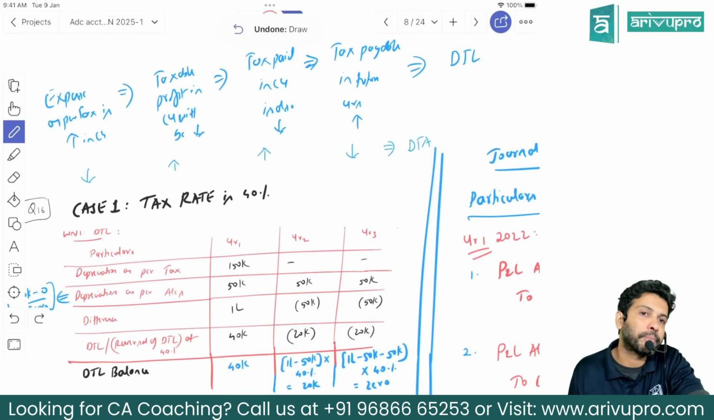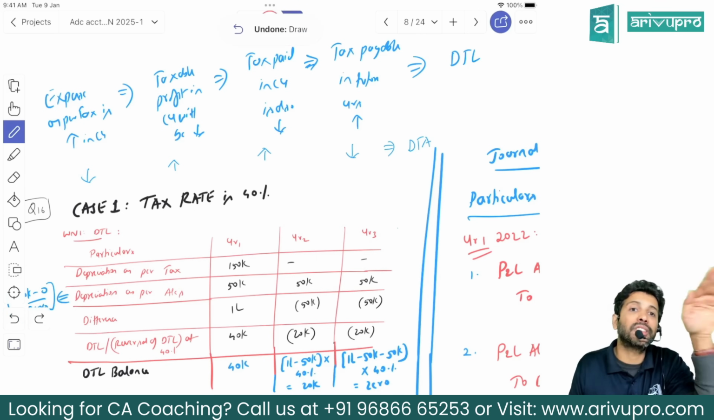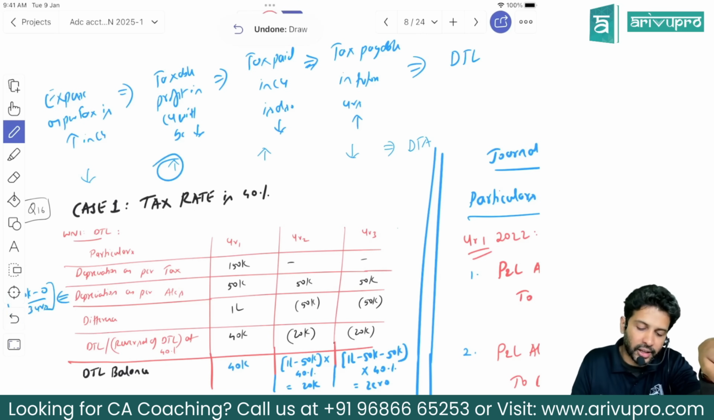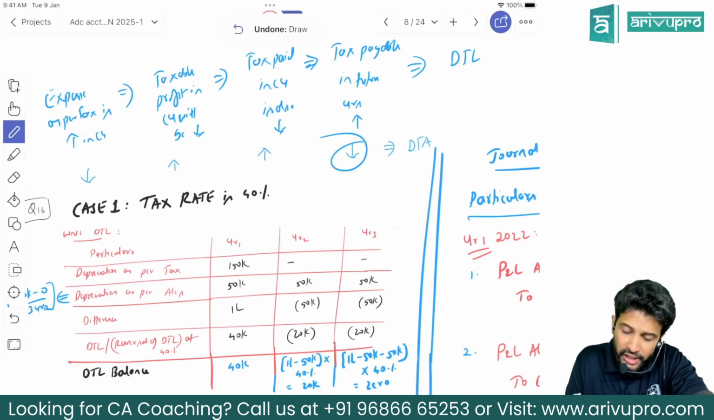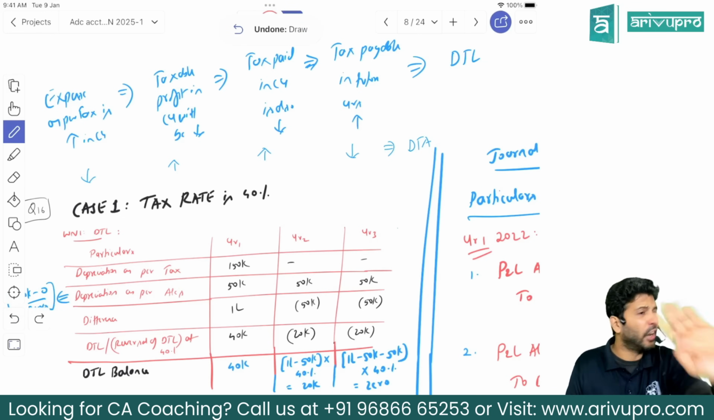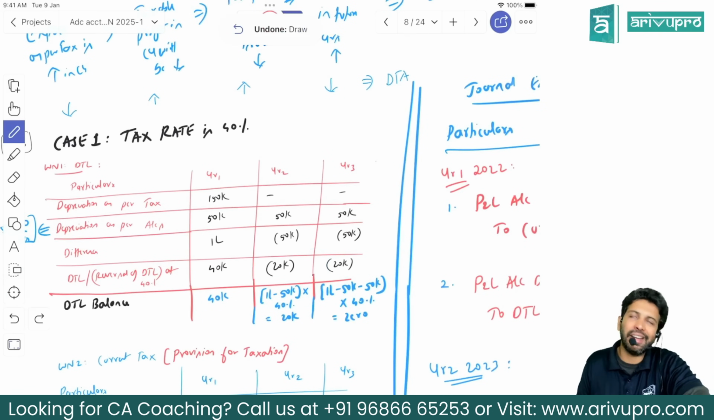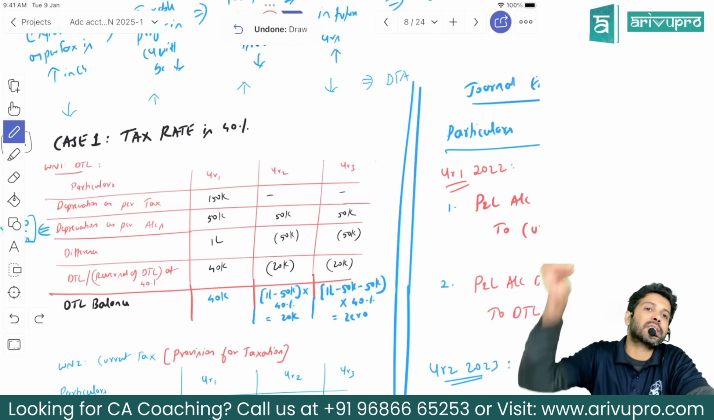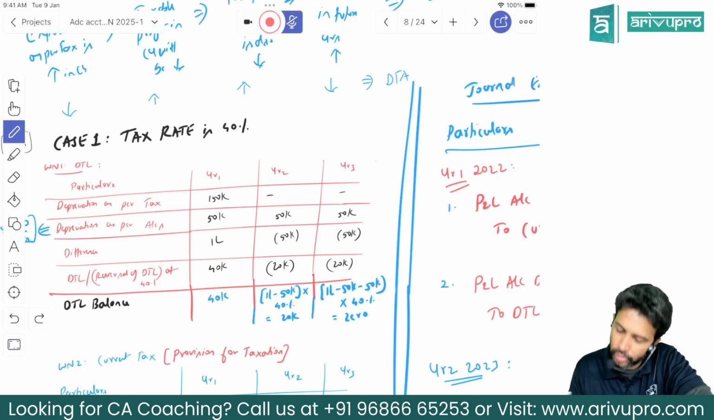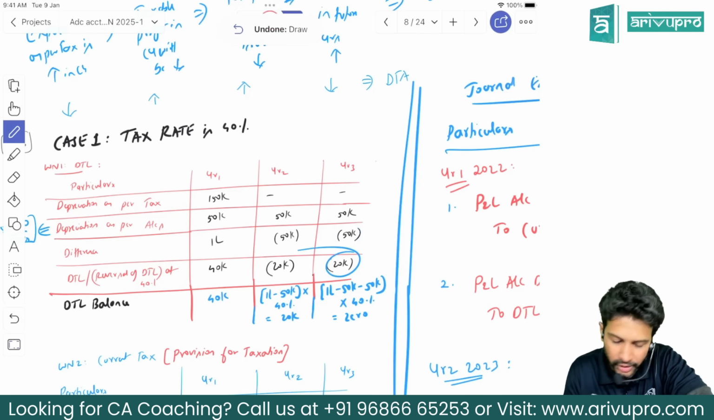Any problem, people? Clear? Third year, same drama. What is expense as per tax? 0. As per accounts, how much? 50,000. That means expense as per tax is less compared to accounts. That means the taxable profit in the third year will be more. Tax paid in the third year also will be more. In future years you may pay less tax. Will you create DTA? No. Do you still have deferred tax liability balance? Yes. Instead of creating DTA in the third year, you will reverse deferred tax liability. How much value? Same, 50,000 ka 40%. How much is that? 20,000.